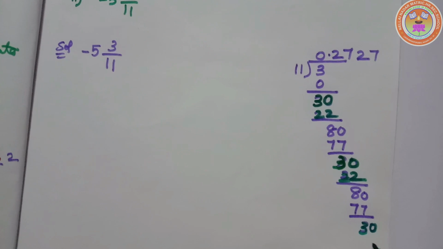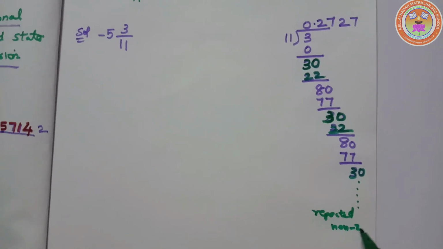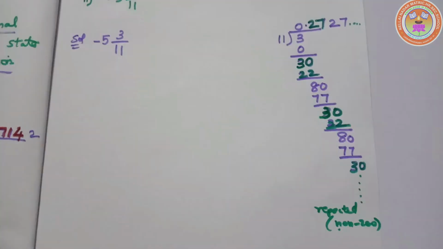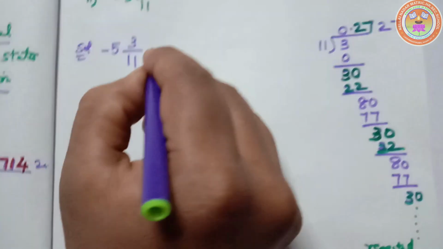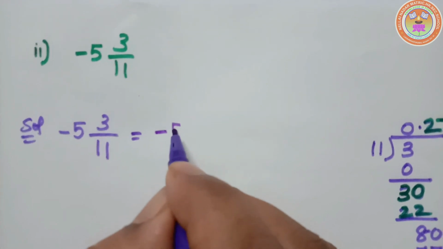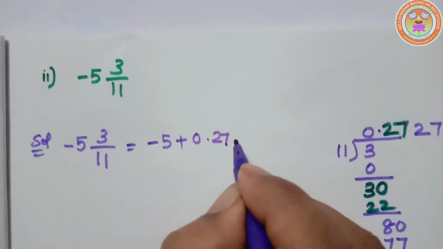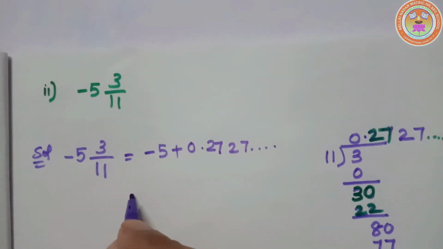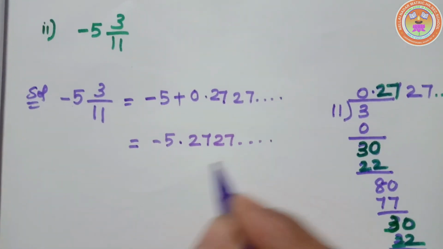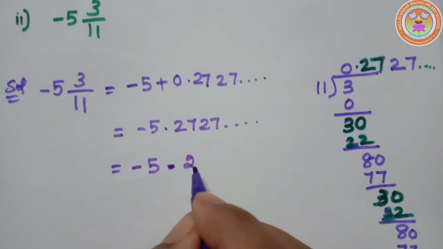Again it comes 3, 0. Then it is repeated. So repeated, non-zero. So 2, 7, 2, 7... So you can write this as minus 5 plus 0.2727, that is equal to minus 5.2727, which can be written as minus 5.27 bar.